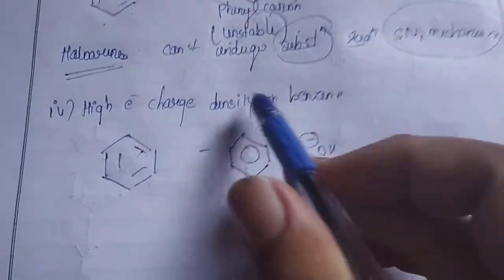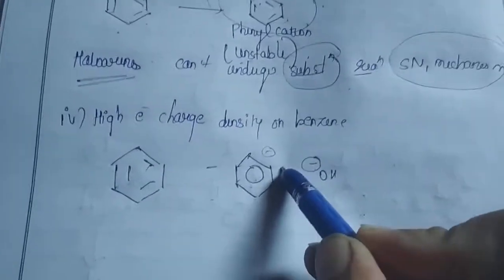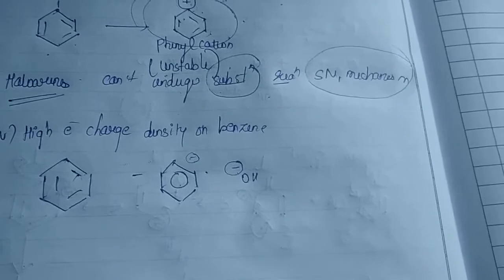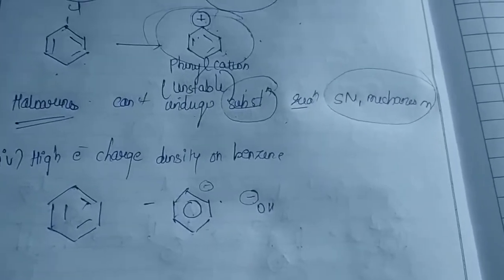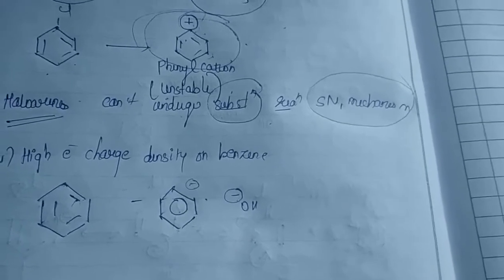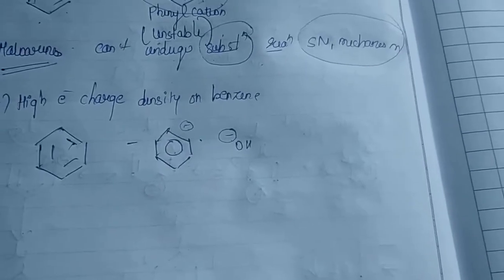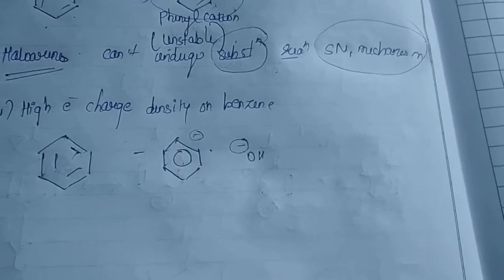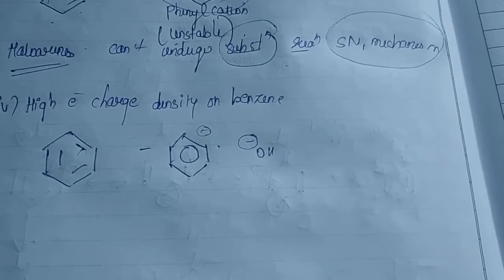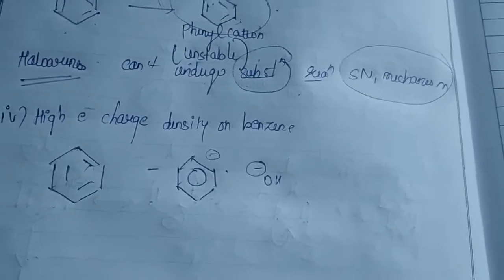So due to the high charge electron density on the benzene ring, it is also not favoring the formation of a nucleophile substituted product. Are you able to understand, guys? So these are the important 4 points which can be said as evidence to say why haloarenes are least reactive. I repeat, why are haloarenes least reactive towards the nucleophilic substitution reaction when compared to haloalkanes.